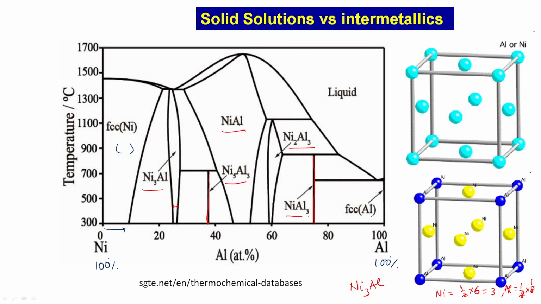NiAl has a very large window of composition variation possible. NiAl also has a very high melting temperature, almost close to 1600 degrees Celsius, much higher than both aluminum and nickel. Correct. That is the very interesting part of it. So, NiAl is a very strong high melting point species. It can be used for various purposes, but compared to Ni3Al, NiAl has a BCC structure.